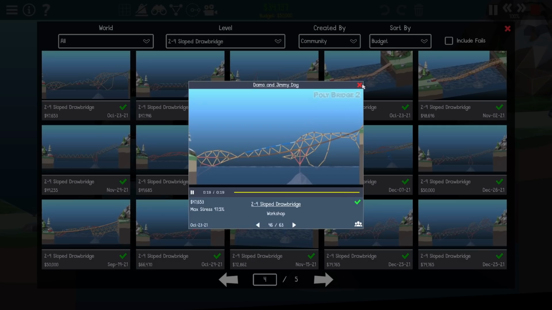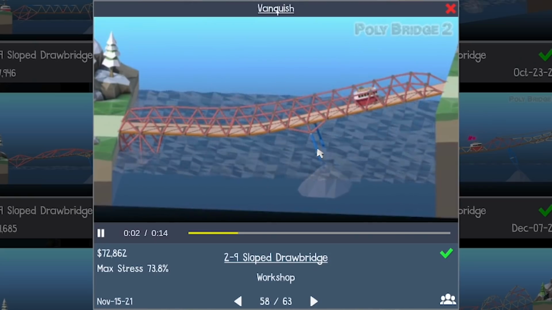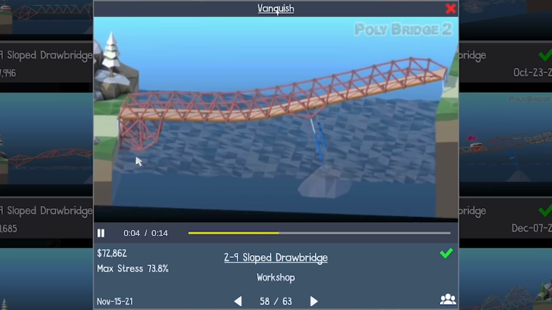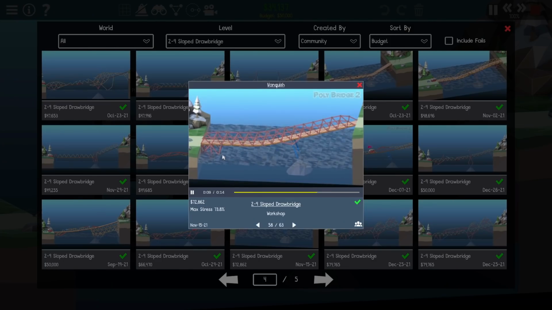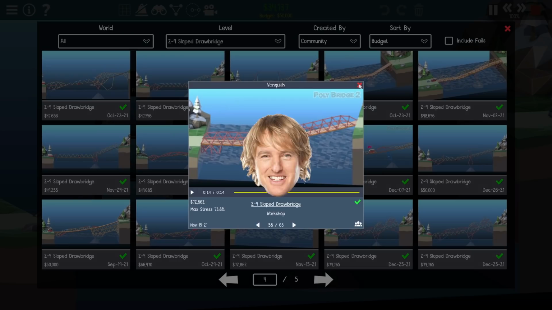The old curling bridge. Someone just went brute force and steeled it the entire way. So I assume, whoa, the entire bridge lifts up both sides. Oh, is that a knob? It's a knob. That's a knob. Good work, Vanquish. Wow, that was really impressive.